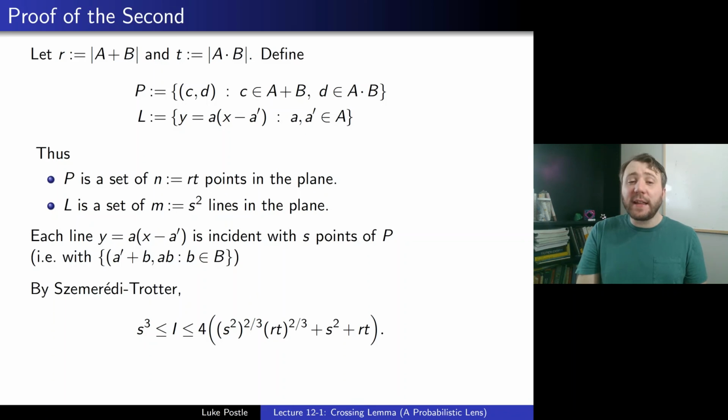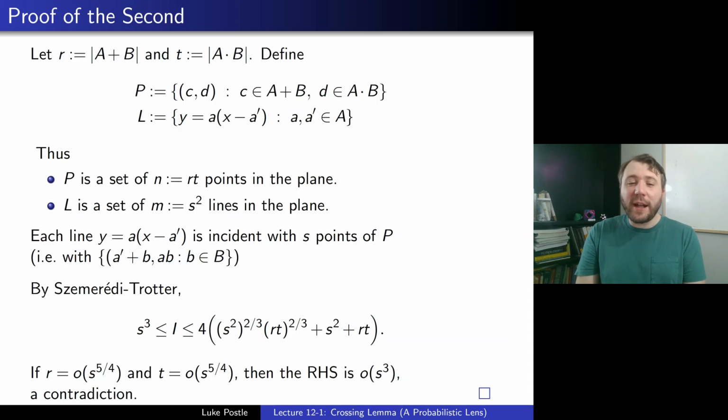So now we get that by Szemeredi-Trotter. Again, we just established that s cubed was at most I, the number of incidences. And that's at most 4 times (s squared times rt) to the 2/3, plus s squared plus rt. So the number of incidences is at most these values.